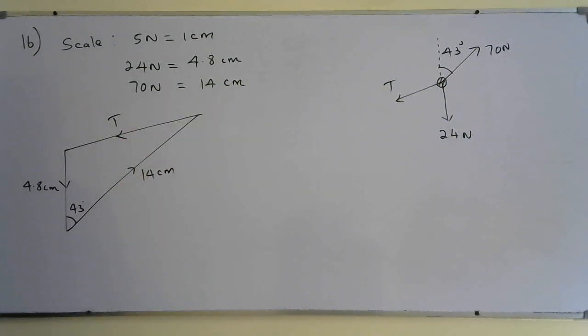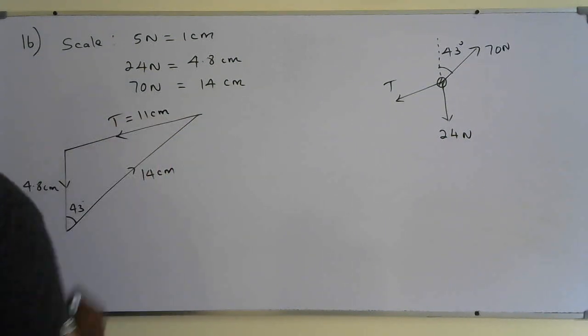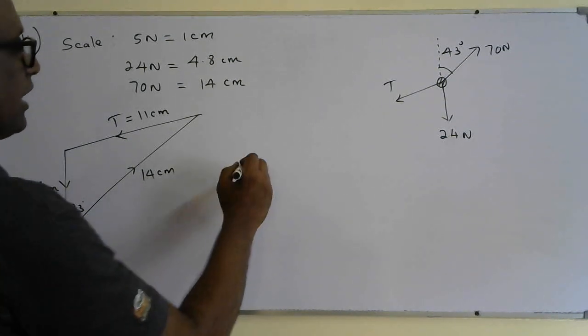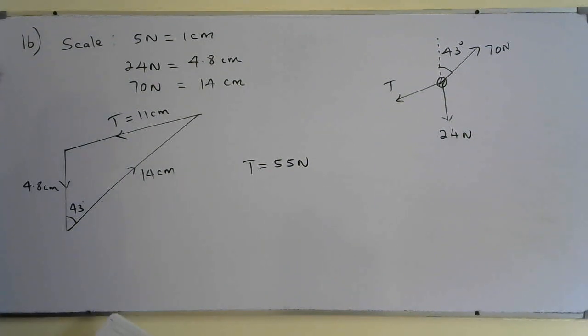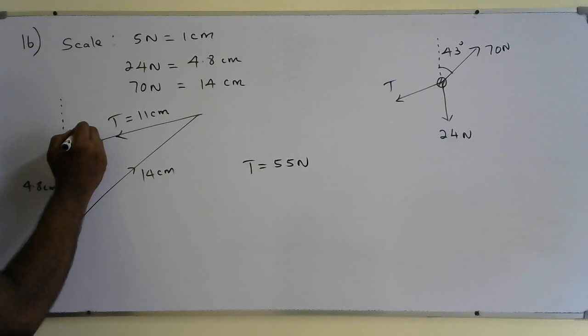Measure this length. After drawing it, measure that length. The length I got is 11 centimeter. So 1 centimeter is 5 Newton, so 11 centimeter means the tension is equal to 55 Newton. And if you want, you can give the angle with the vertical line. Measure this angle. I got 60 degrees.